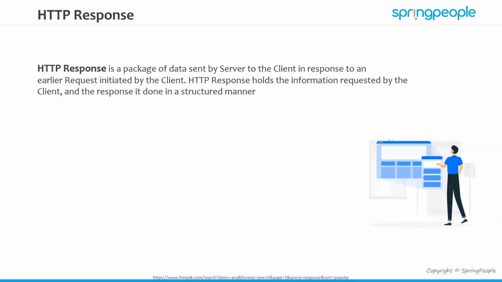So this was about the HTTP request. Now let's talk about the HTTP response. An HTTP response is a package sent by the server to the client. Earlier in the HTTP request, some data is transferred from client to server. Here the reverse is happening. Some data is being transferred from server to client in response to an earlier request initiated by the client. So the HTTP response holds the information requested by the client, and the response is done in a structured manner based on the content type provided by the client and supported by the server.